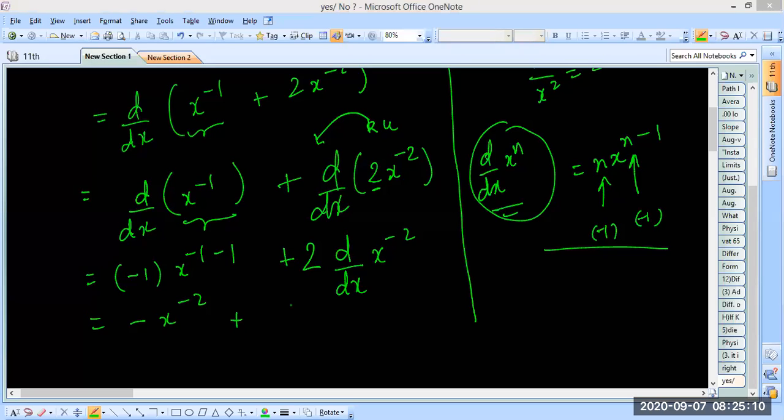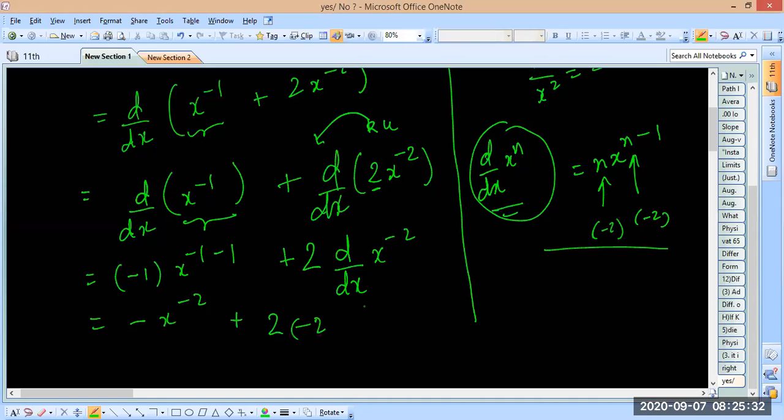n is minus 2. Yes. Very good. Minus 2, right? So now 2 into, again, put minus 2 in place of n. So now we don't write minus 1, we'll write minus 2. Right. So that's how you use this rule.